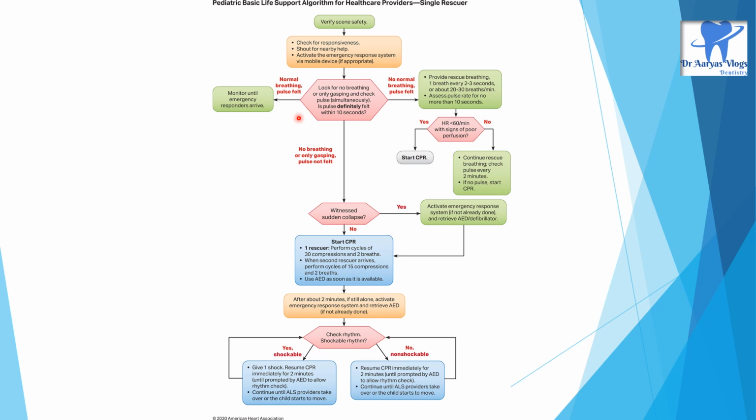That is 1 breath every 2 to 3 seconds. In adults, it is 1 breath every 6 seconds. So in children, about 20 to 30 breaths per minute. That is rescue breathing. And assess the pulse for no more than 10 seconds. If the heart rate is less than 60 per minute with signs of poor perfusion, then start CPR. If not, then continue rescue breathing. Check the pulse every 2 minutes. If no pulse is there, start CPR.